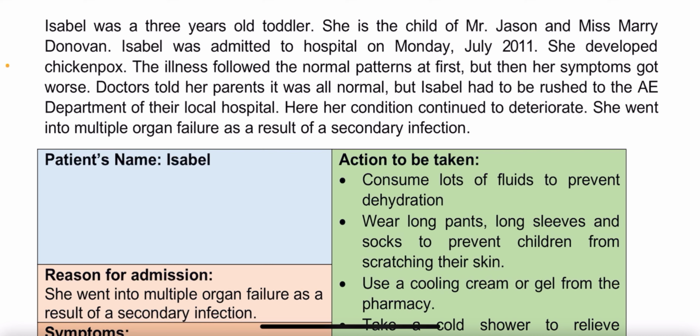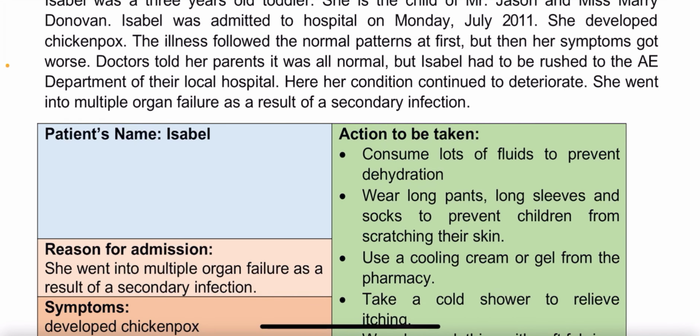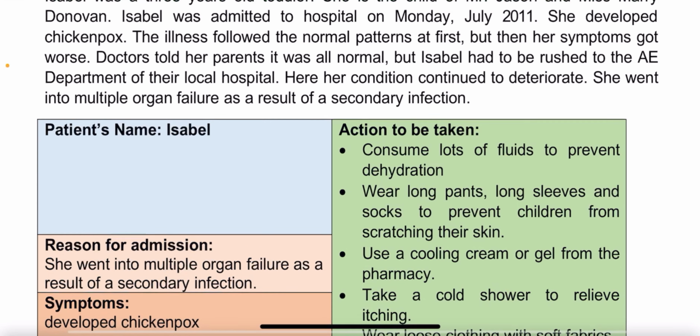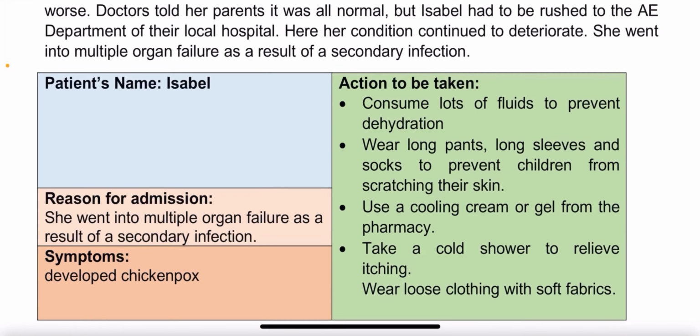She developed chickenpox. The illness followed the normal pattern at first, but then her symptoms got worse. The doctor thought it was all normal, but Isabel had to be rushed to the emergency department of their local hospital.